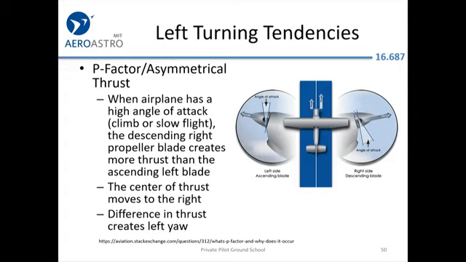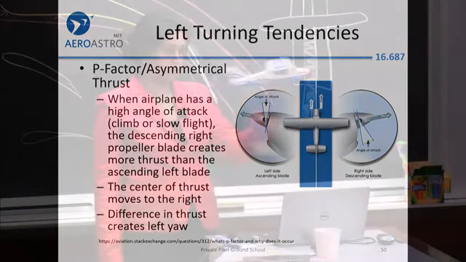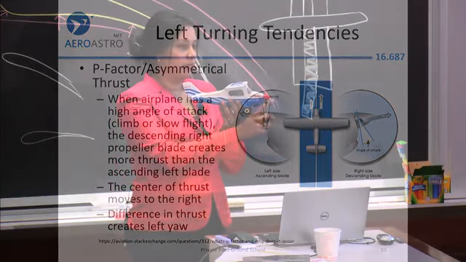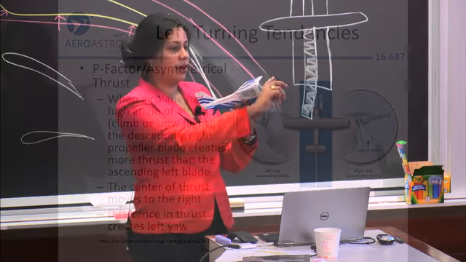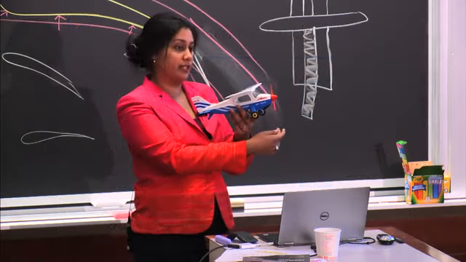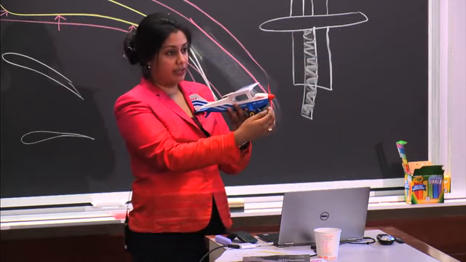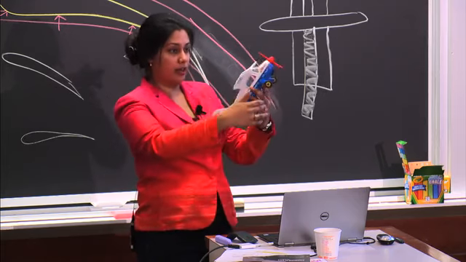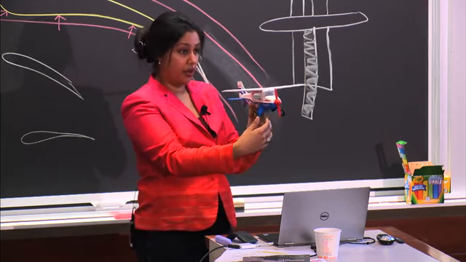So what we're talking about is the difference in the center of thrust. When you're straight and level, the thrust is just forward. But when you're in a high angle of attack, the right blade is generating more thrust than the left blade. So the center of thrust is slightly to the right. Up or down would cause a pitch up or down, but since it's to the right, that's why it's causing the yaw action.